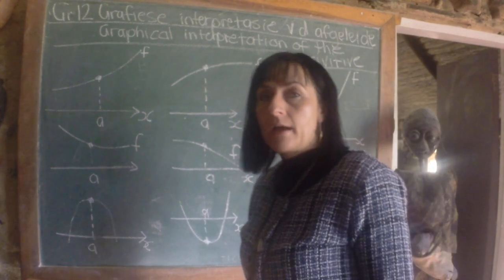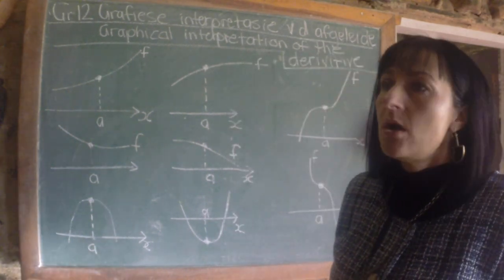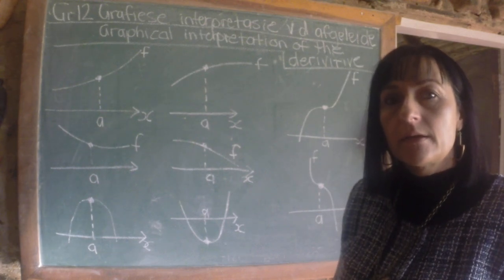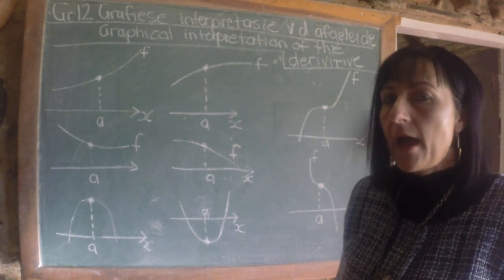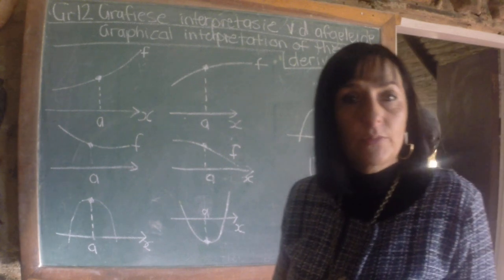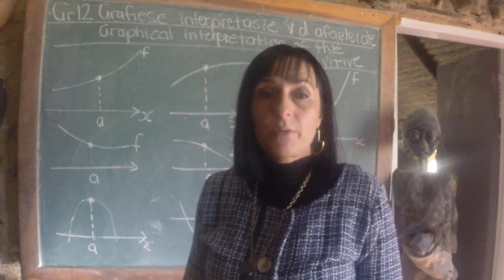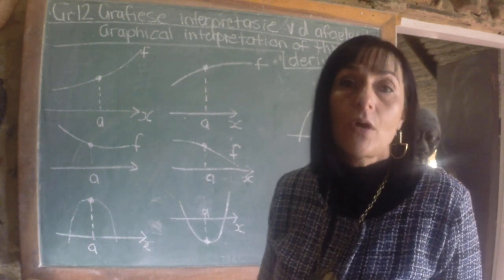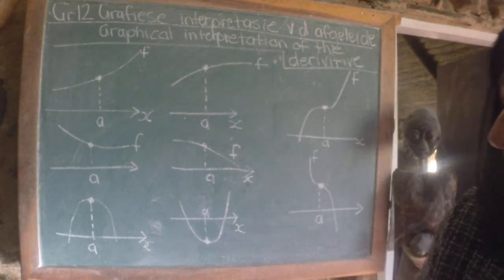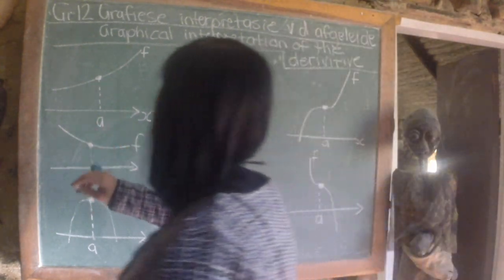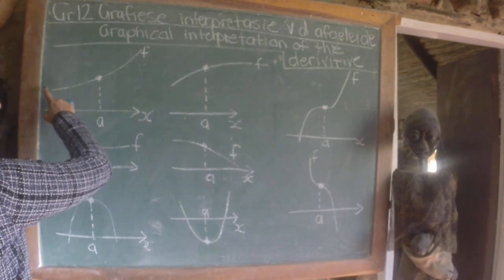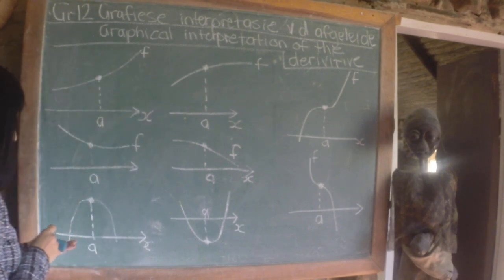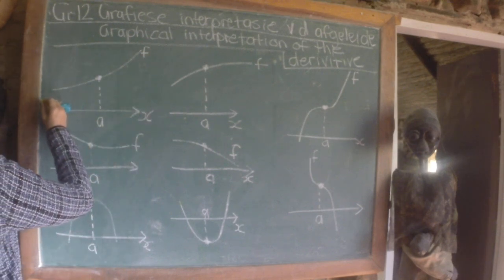Today we are looking at the graphical interpretation of the derivative. That means the derivative can tell you something about the function, and it is very important to be able to interpret the derivative and give the characteristics of the function. If we look at this first picture, we see that this function is an ascending function. It's going upwards.